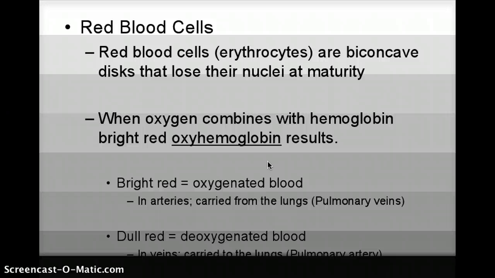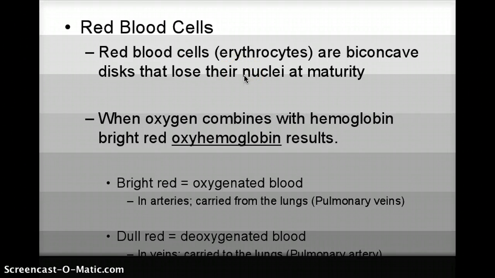Alright, as we scroll down a little bit more, we're going to just take a look at the red blood cells itself. The RBCs, as we stated before, the scientific term is an erythrocyte, a biconcave disc, and they are going to lose their nucleus at maturity. As they're developing, they still have their nucleus, but as a mature red blood cell, their only job is to carry that oxygen. They actually lose their nucleus.